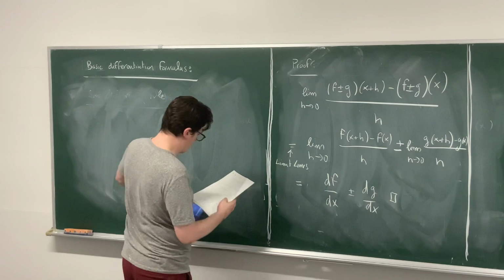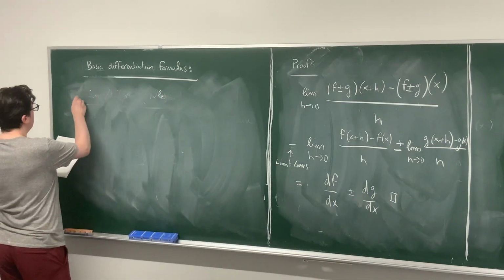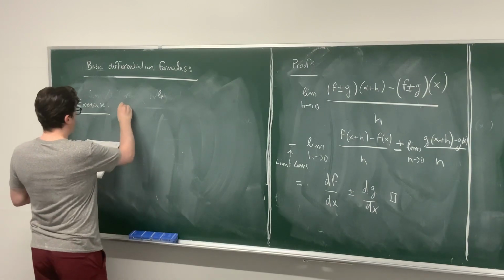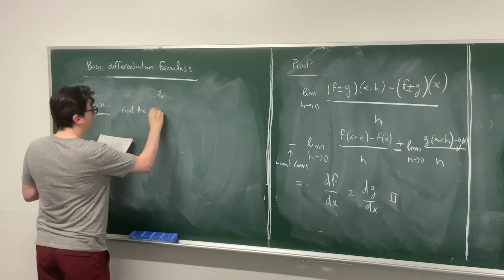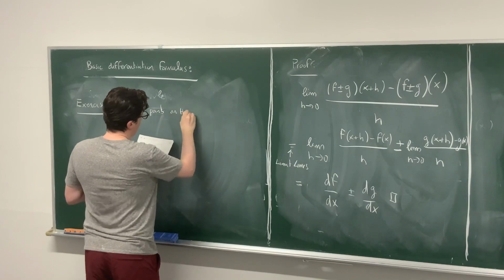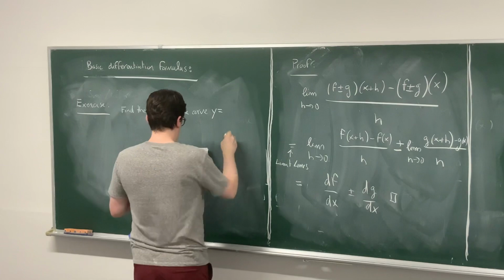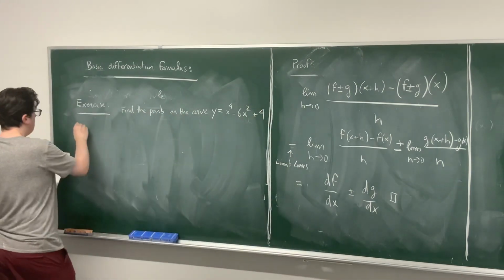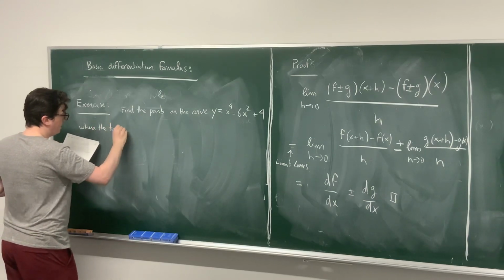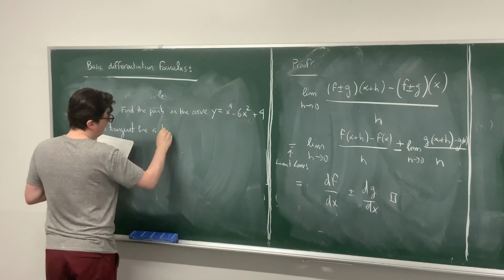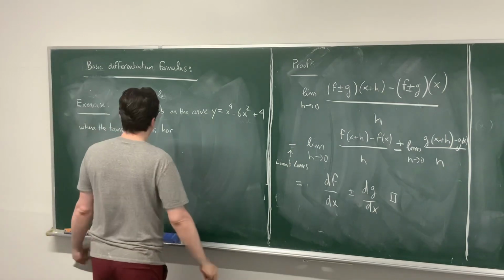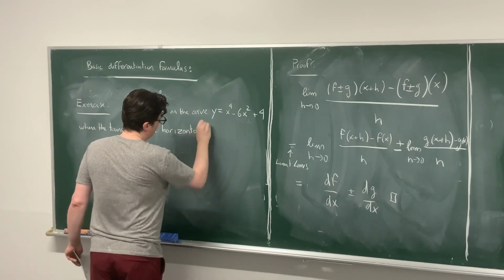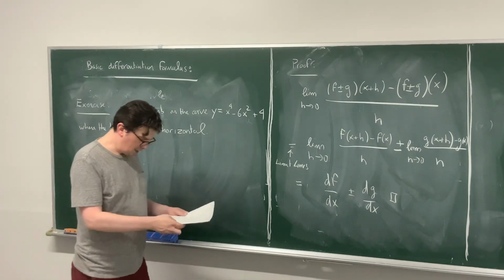Let me set another exercise for you. Find the points on the curve y equals x to the 4 minus 6x squared plus 4, where the tangent line is horizontal. If it was vertical, it would mean infinite slope, not differentiable. But here we just want to know where the tangent line will be horizontal. So I'll let you think about this.